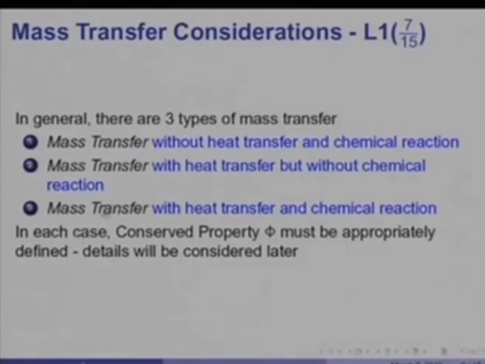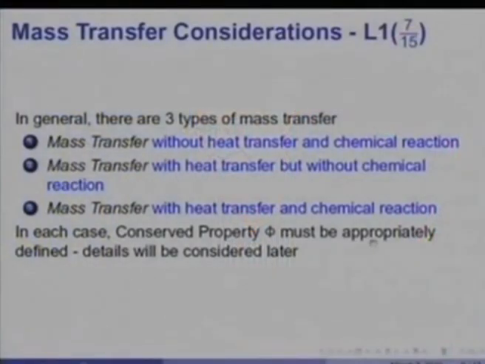And finally, mass transfer with heat transfer and chemical reaction. A very good example of this is, of course, the combustion of fuels, solid, liquid or gas, in which, for example, when a coal particle burns, mass transfer takes place from the particle into the surrounding air. Heat is transferred from surrounding air to the coal particle continuously to keep its surface temperature high, and there is a chemical reaction at the surface of the coal particle, as well as a reaction of the released gases in the ambient air.